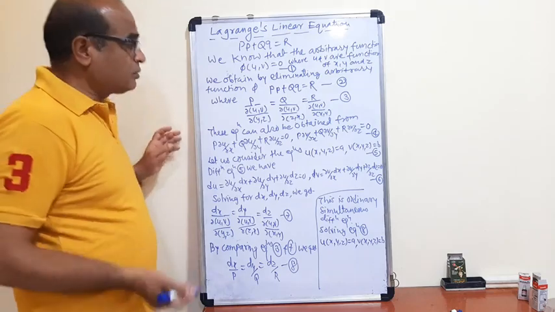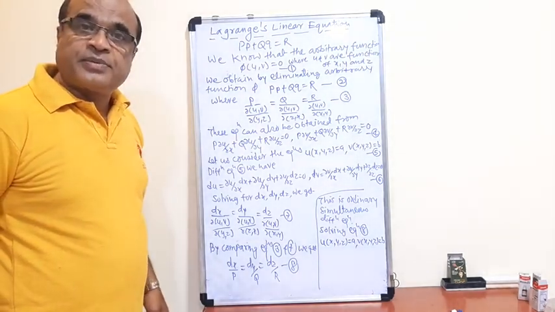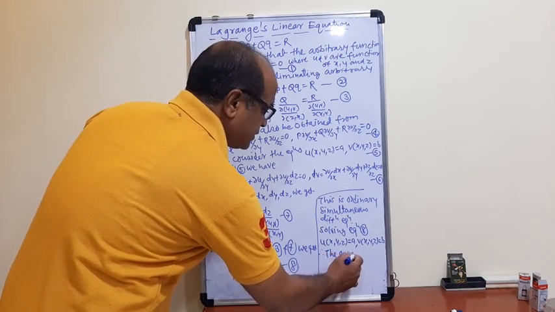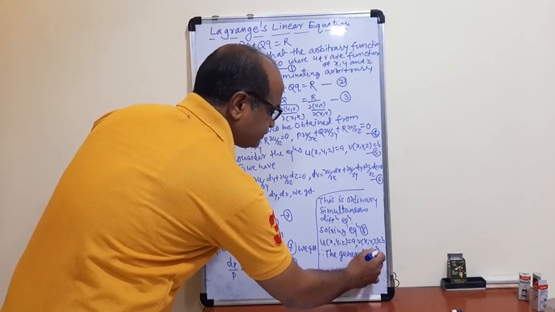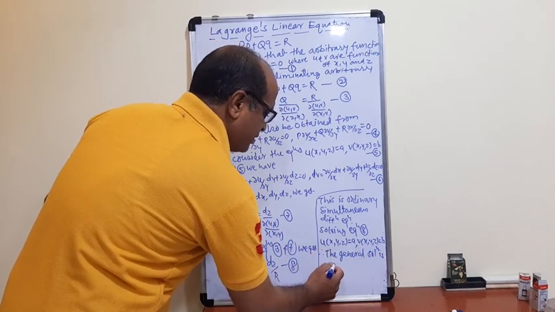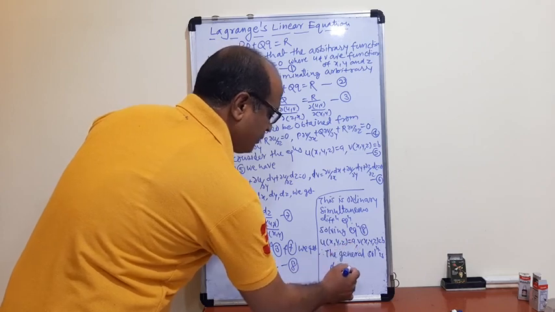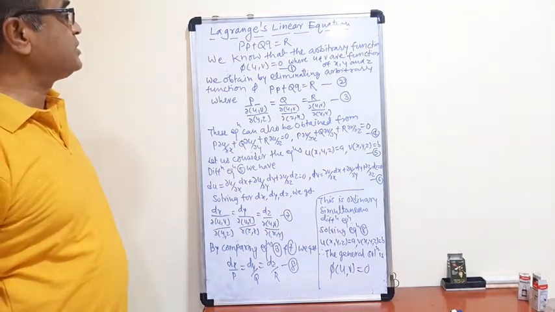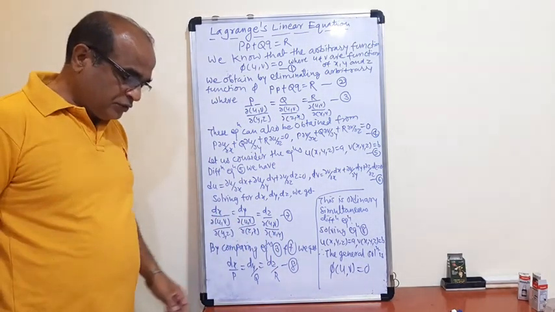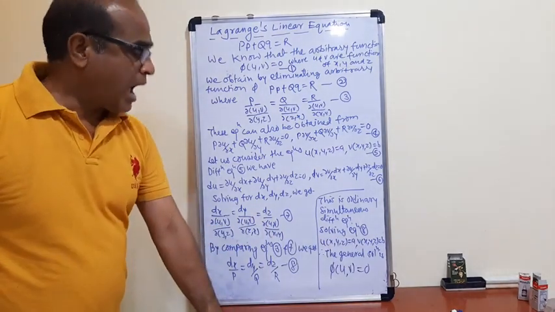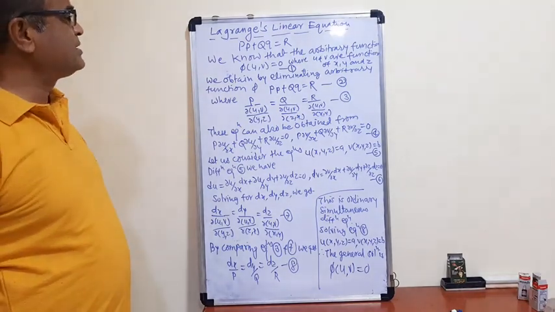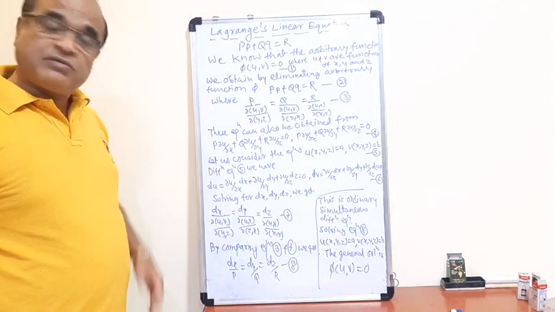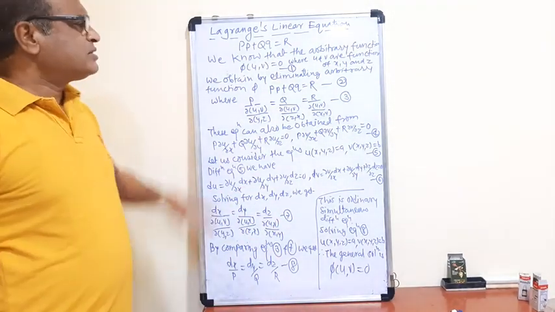So what is the general solution of this Lagrange linear differential equation? Therefore the general solution is phi of u, v is equal to 0. So this is the solution of the Lagrange's differential equation, P p plus Q q is equal to R. So what is the theory here? Simple. This is a linear differential equation. We obtain it from the function phi of u, v equal to 0 by eliminating the arbitrary function. So we already discussed.